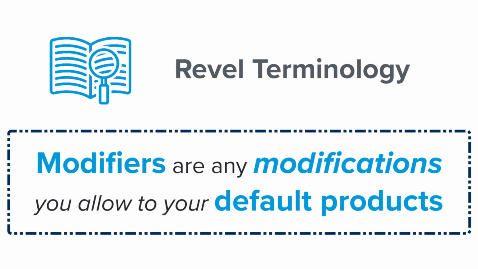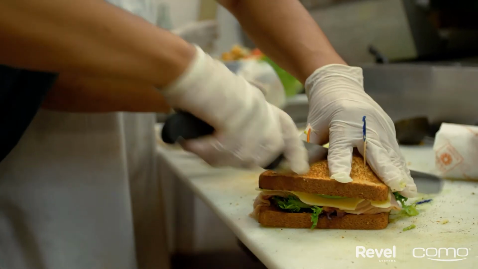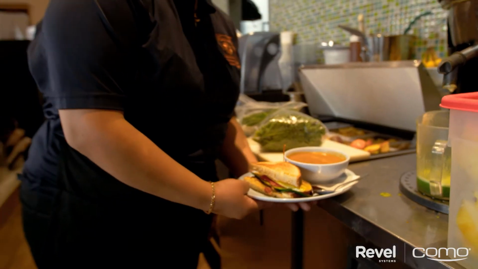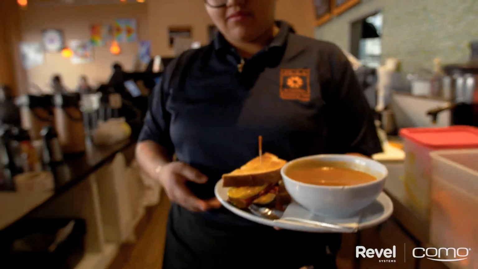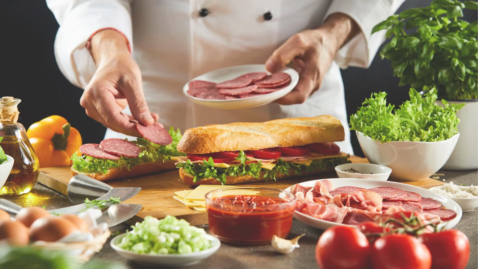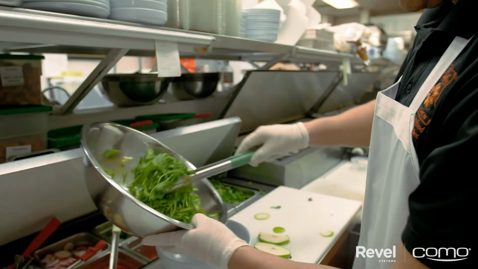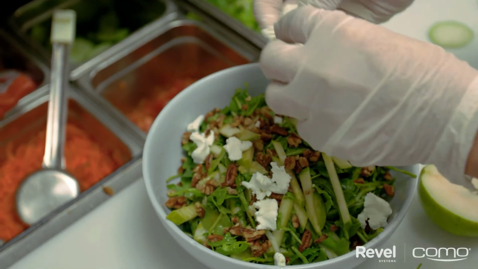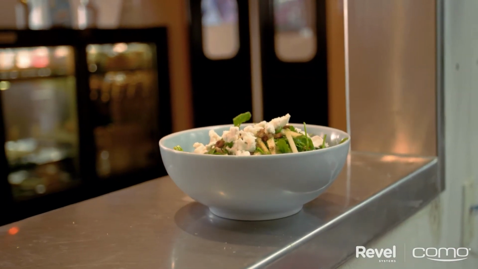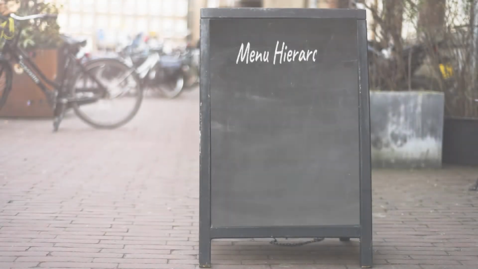Before we begin adding modifiers, let's first explore how modifiers are useful. Modifiers are any modifications you allow customers to make to your default products. For example, maybe a customer wants to add extra mayonnaise to their sandwich or wants no onions on their burgers. Setting up modifiers allows users to do this in the system and tells the kitchen exactly how customers want their items prepared. Modifiers give you the greatest flexibility on your products when building out your menu.